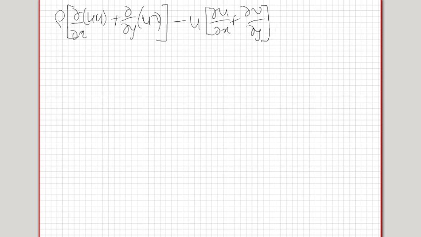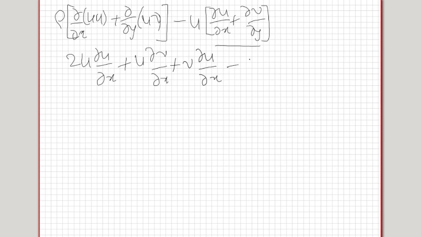Okay, so this is basically the left hand side itself, because what you are subtracting is a 0. So what happens? If I expand, this will be 2u del u by del x plus u del v by del x plus v del u by del x minus u del u by del x minus u del v by del y.